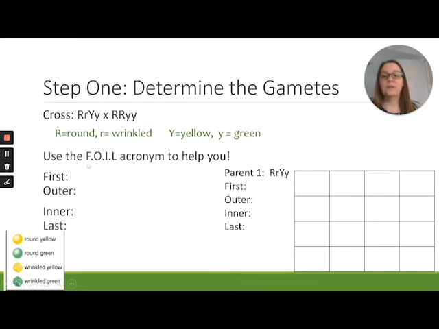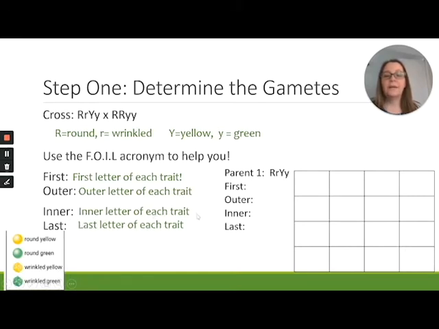Now, I know you guys are going to be super excited about this. How many of you from math class remember the FOIL method? We're just going to use the acronym. We're not really going to do math. But the F stands for first, so this would be the first letter of each trait. O stands for the outer letter of each trait. Inner, and last.